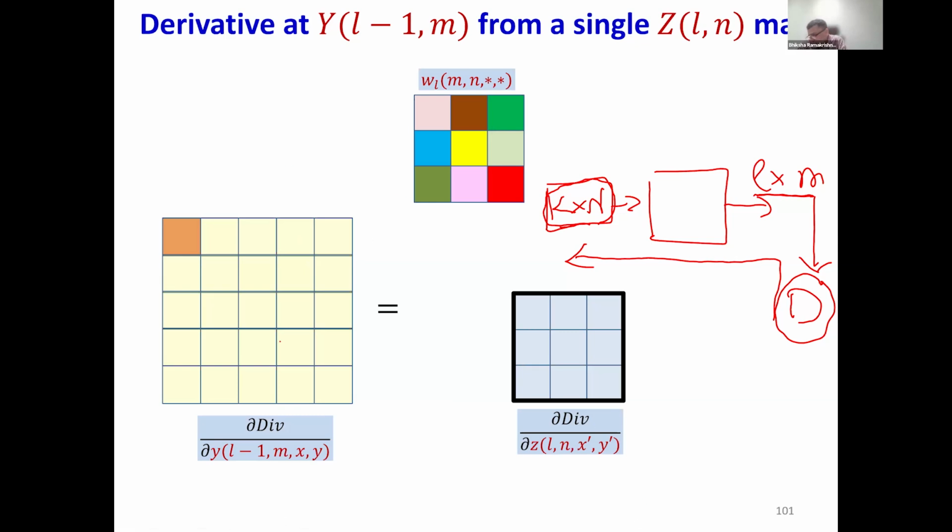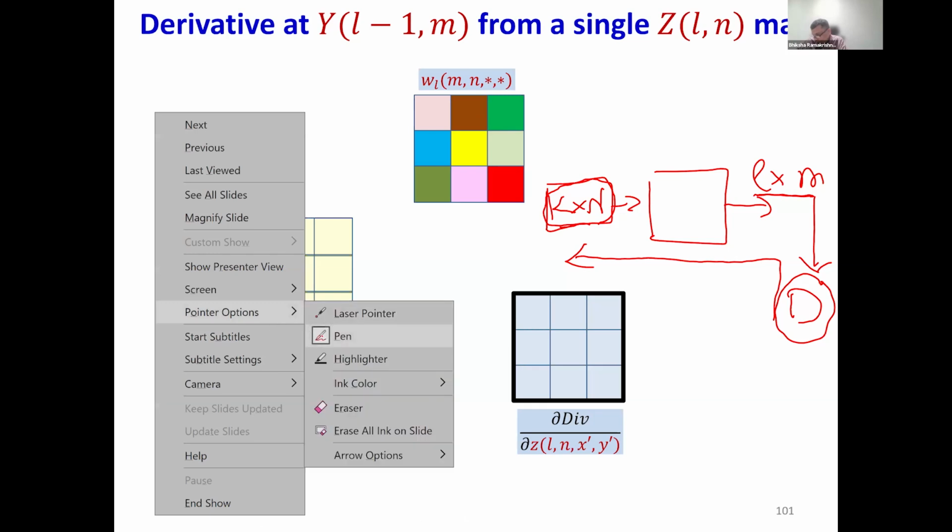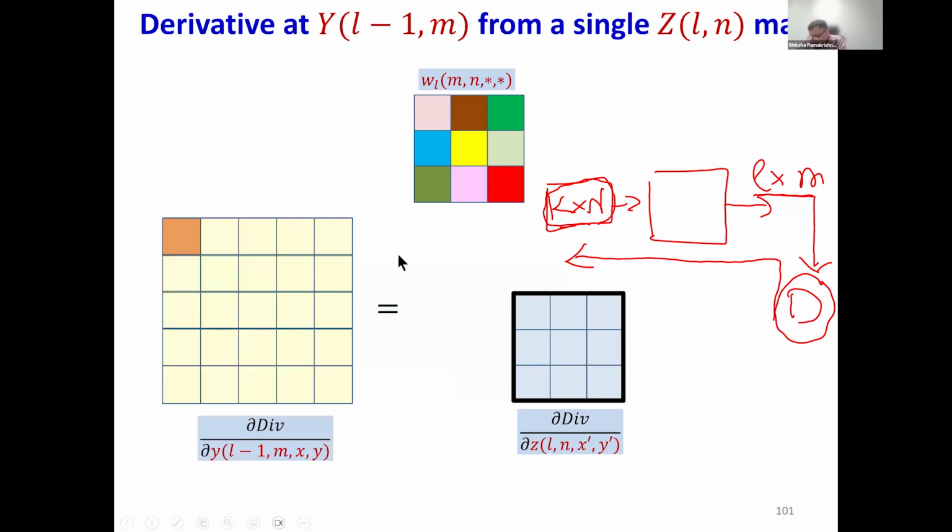So what this means here is that although the z map is smaller than the y map, when I compute the derivative going backward, the derivative must have the same size as the original y map. Does that make sense? Okay. Now, why did the y map become small over here? It became small because this filter could not fall off the edge, right? So we could only slide it forward so many times.